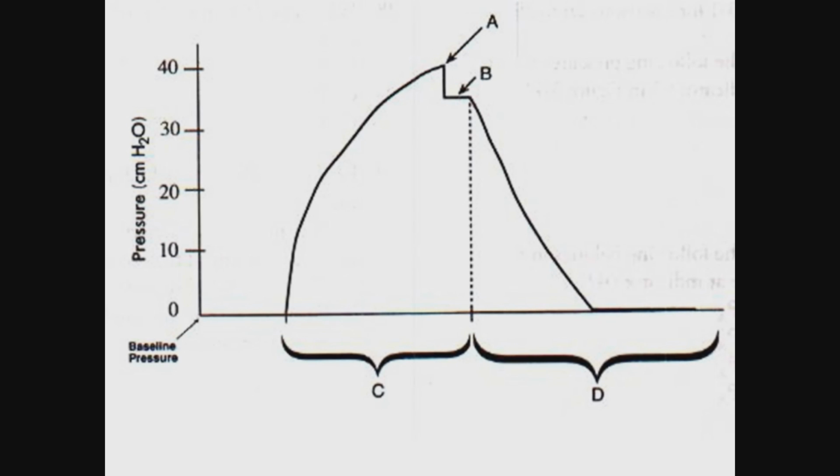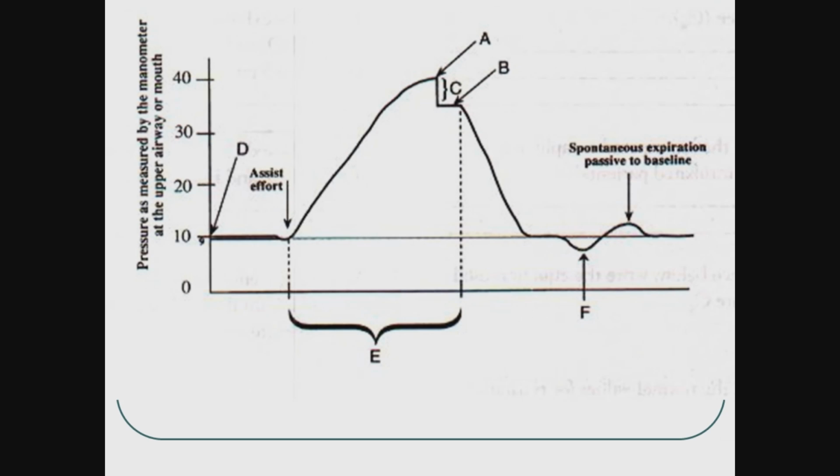Technically, when you apply a plateau, that is the inspiratory phase. So the distance C there, which includes both the peak pressure and the plateau pressure, is considered inspiration. It's not until the plateau ends that the expiratory phase begins. Here's an example of a spontaneous breath in conjunction with a mandatory breath, so what would be called SIMV. Nothing new there.